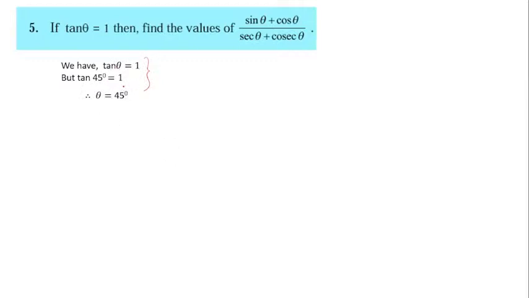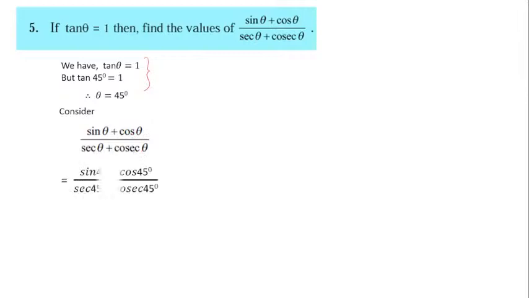And once we have the measure of theta, in this expression we have to replace theta by 45 degree. So now consider the algebraic expression where we have to find the value: sin theta plus cos theta divided by sec theta plus cosec theta. So sin theta, that means sin 45 degree, plus cos theta, that's cos 45 degree, divided by sec 45 plus cosec 45. Now again from that same trigonometric table we have to substitute values of these four trigonometric ratios.